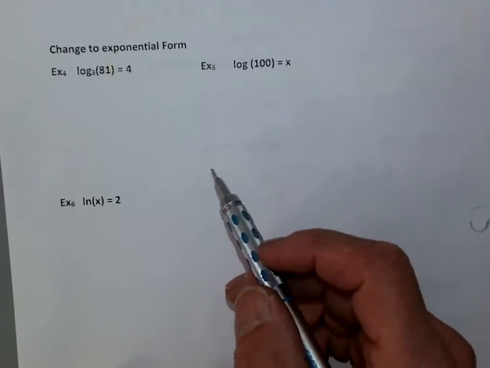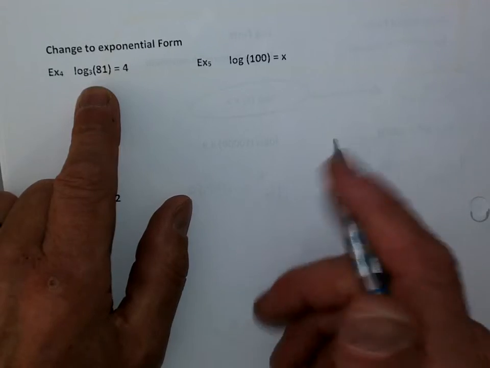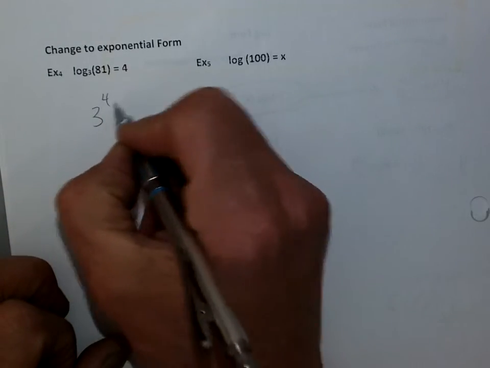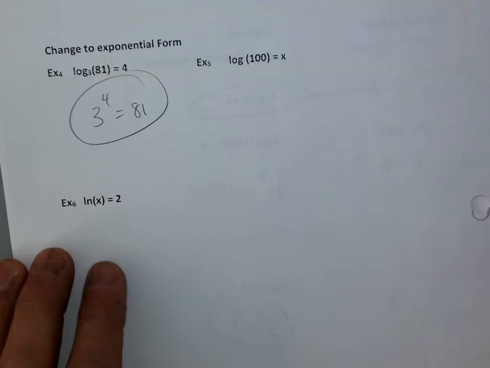Same stuff. Change to exponential form. I think we can do this. Tell me what I'm going to write. 3 to the 4th power equals 81. Piece of cake, right? You guys agree? Yeah. Nice job, Saul. Everybody agree with Saul? Yeah. How about 5?